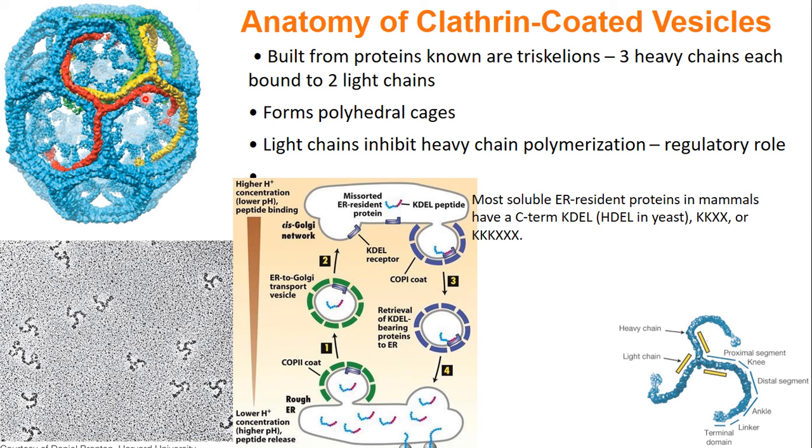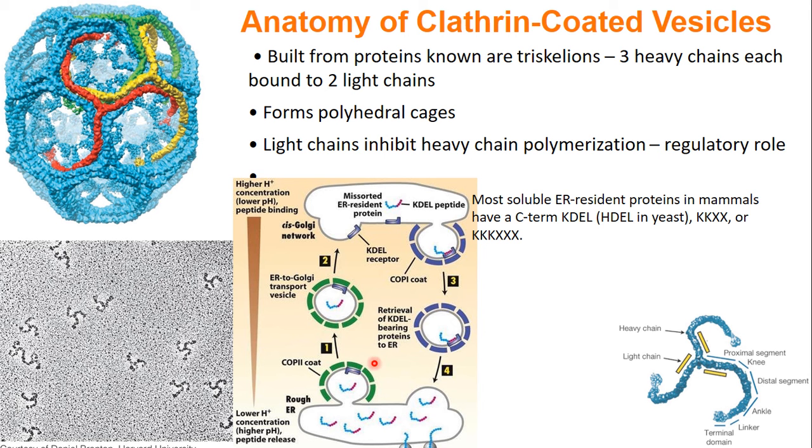And the reason why they're shaped like this is because you have a lot of different proteins you need to transport, so you want to make sure you have a lot of flexibility when it comes to how big you make the cage and what shape you make the cage. Normally, light chains will inhibit the heavy chains from forming the cage, so that's how you regulate this. And once the light chains are off, then the heavy chains can form that cage.